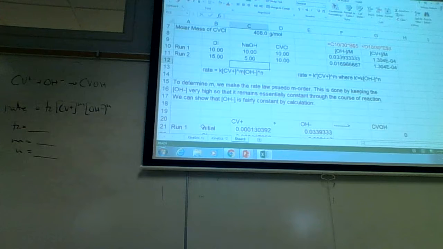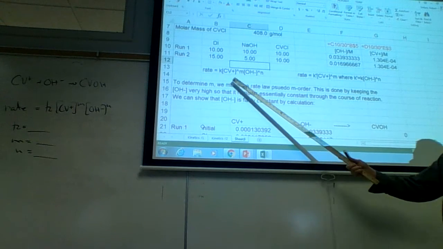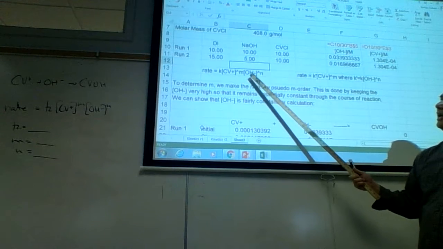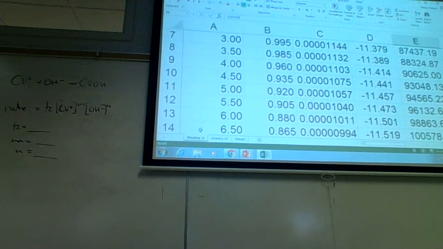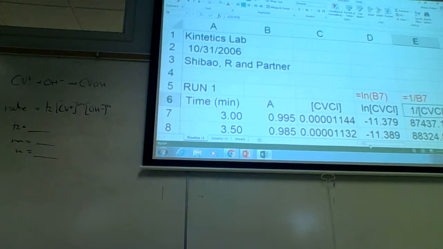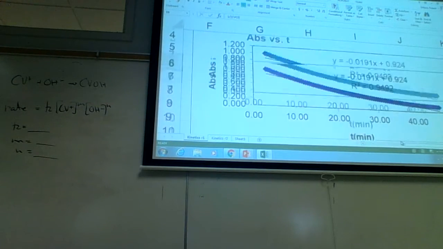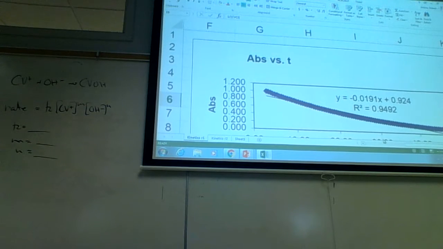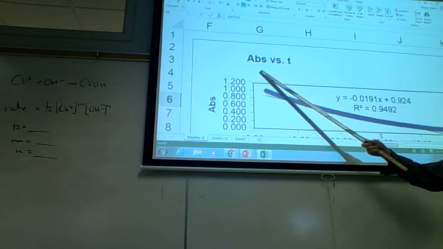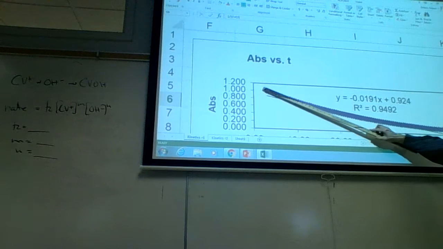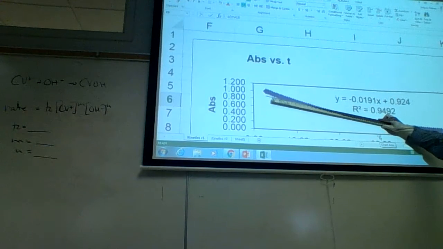And so why would we want to do that? Well, the reason we'd want to do that is because the rate is going to depend on the crystal violet and the hydroxide ion concentration. When we look at this curve, it is actually the absorbance, but it could be the concentration. Concentration is directly proportional to absorbance. But when we look at this curve here, this curve is going to be a composite.